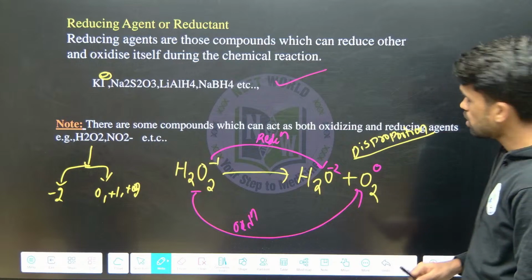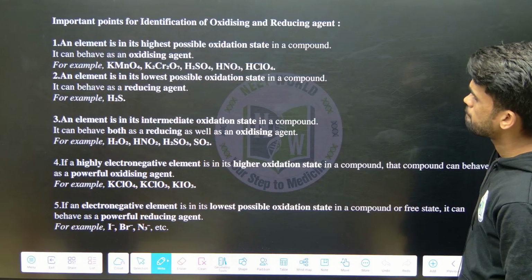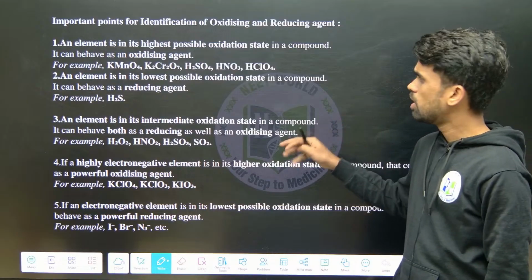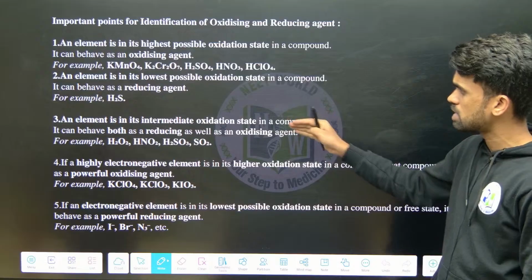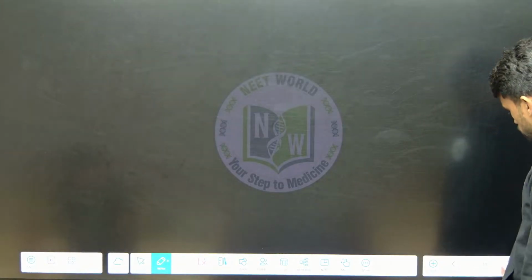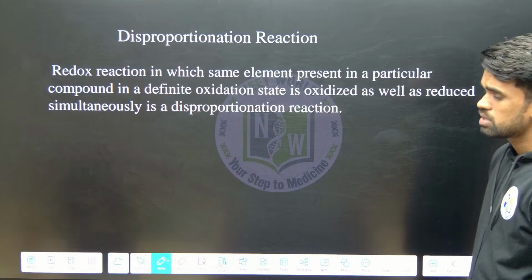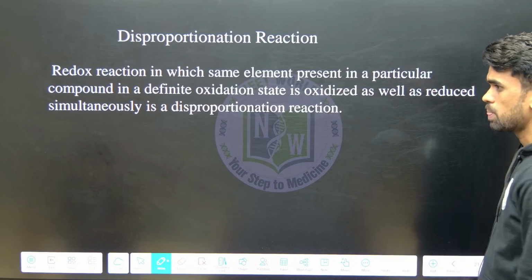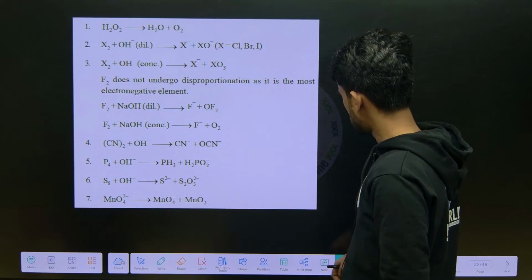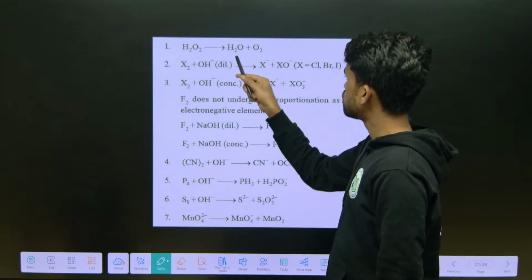Okay, right. The next here, these points are just to make you clear and to take the notes from, whatever we discussed, all the points are included over here. Next, disproportionation means what we discussed, the same element will undergo reduction and oxidation. Okay, let us see some questions on this. See, these are some examples for a disproportionation reaction. What is the first example that we discussed? H2O2 is converting into H2O plus O2.